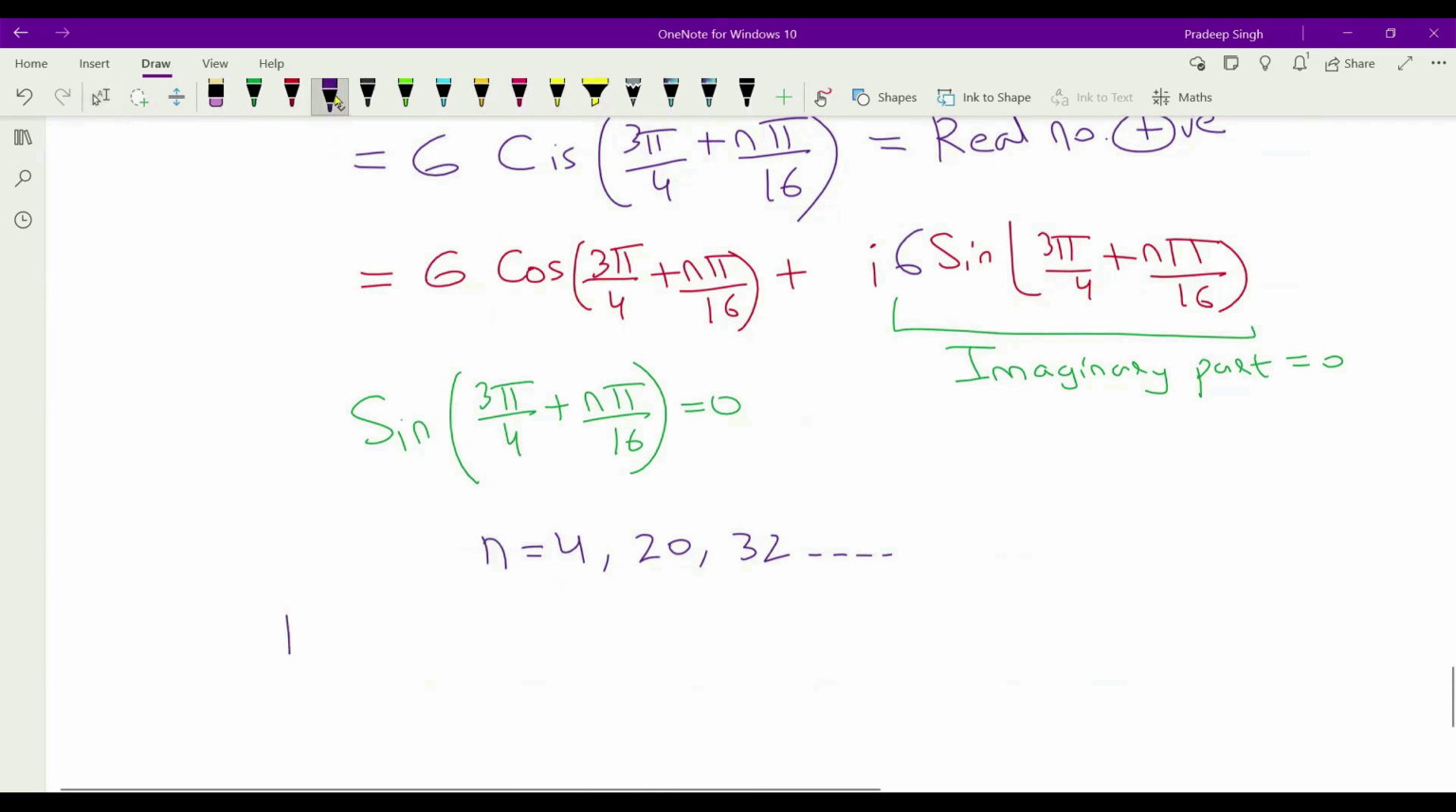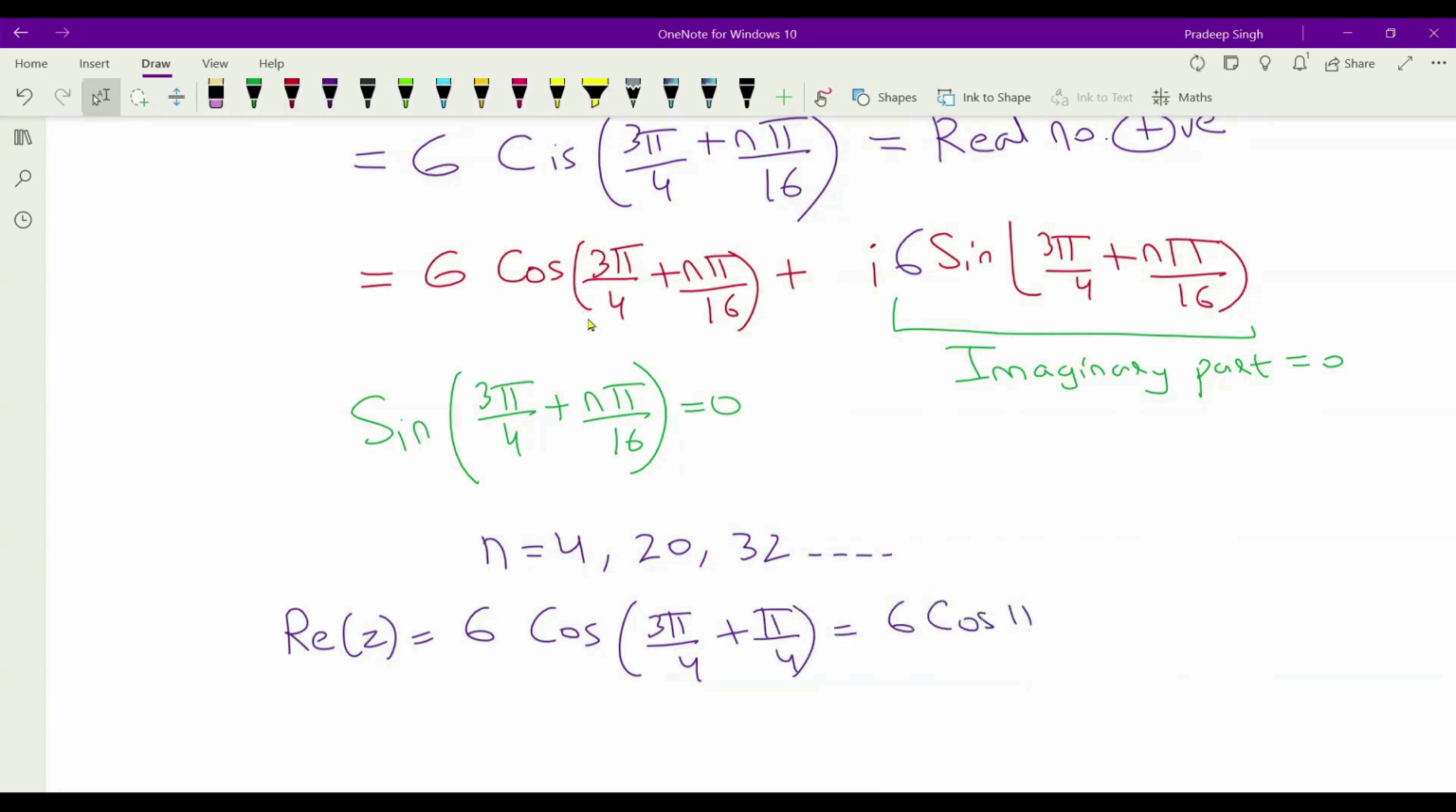So let's try to find out if that is the case. We will put n equal to 4 in place of this entire bracket. So let's see what we get. 6 times cos of 3 pi by 4 plus, now we put n equal to 4 here, so 4 pi by 16, which simplifies to pi by 4. If you further simplify this, we get 6 times cos pi. Cos pi is -1. So eventually we get -6, which is clearly a negative number. Hence, n equal to 4 cannot be the right answer. We have to discard that.